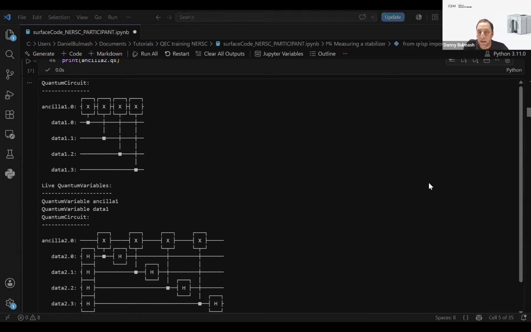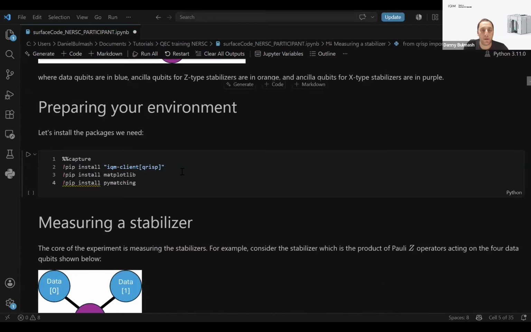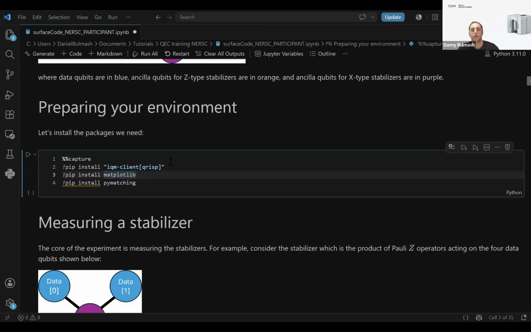If you're getting an import error in Colab, then you're going to need to make sure that you do the pip install cell up here. Or make sure that in your package manager of choice, you've installed IQM Client Crisp.